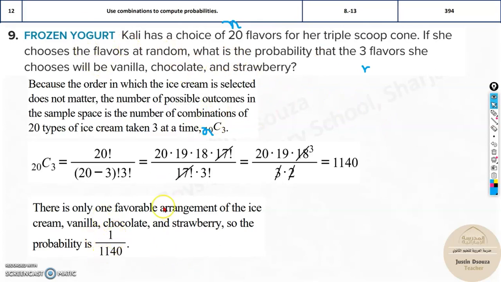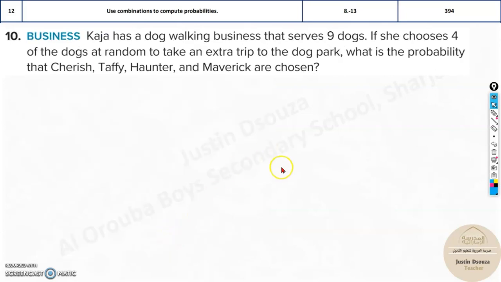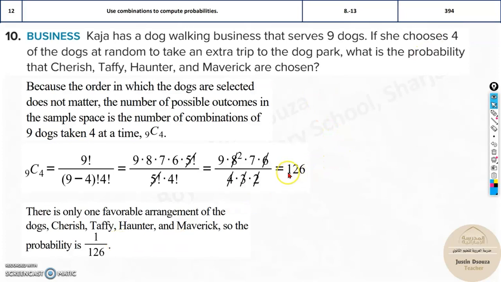It's only one possibility. And the total possibilities are 1140, just like the previous problem. We just put it in the calculator over here, find this, and then divide it by 1. Same thing over here. You can check, solve this by yourself and then check for the answer. It is 9C4, and whatever the answer you get, 1 divided by that. Because N value is 9 and R value is 4.